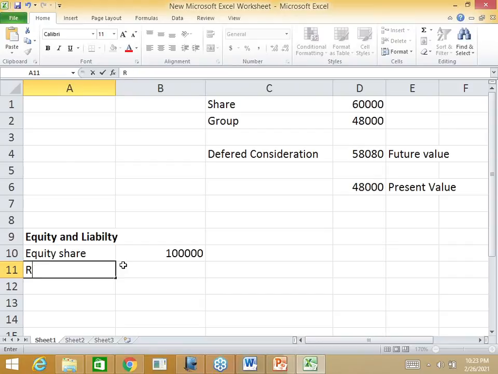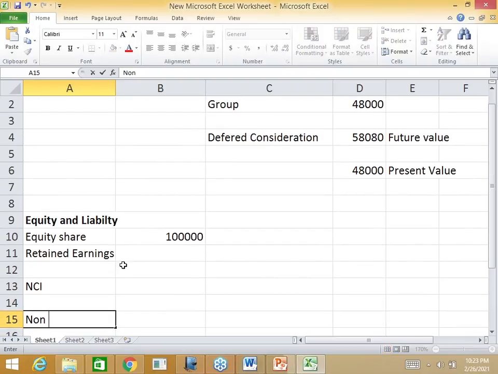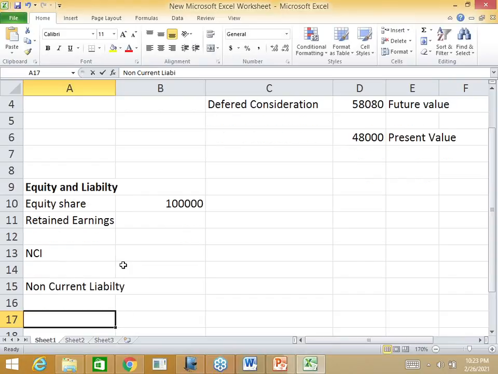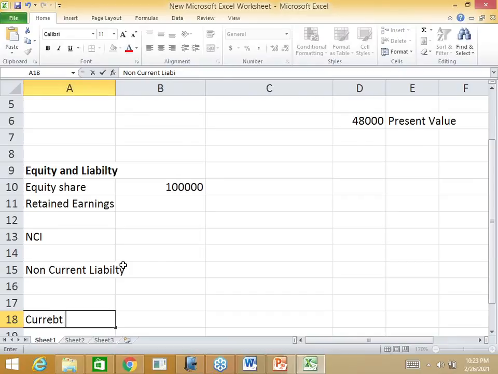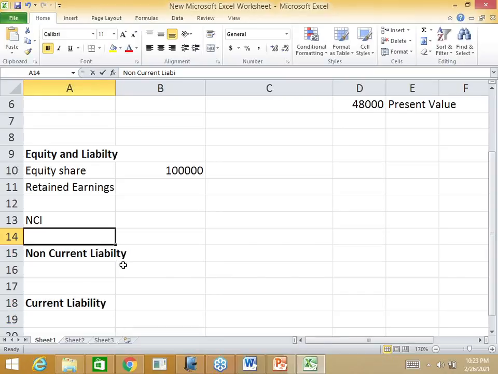Then we'll be having retained earnings. Always give a gap of at least one row when you are reporting NCI. Then non-current liability, and finally, we have current liability. To make it prominent, we have bolded all these headings.